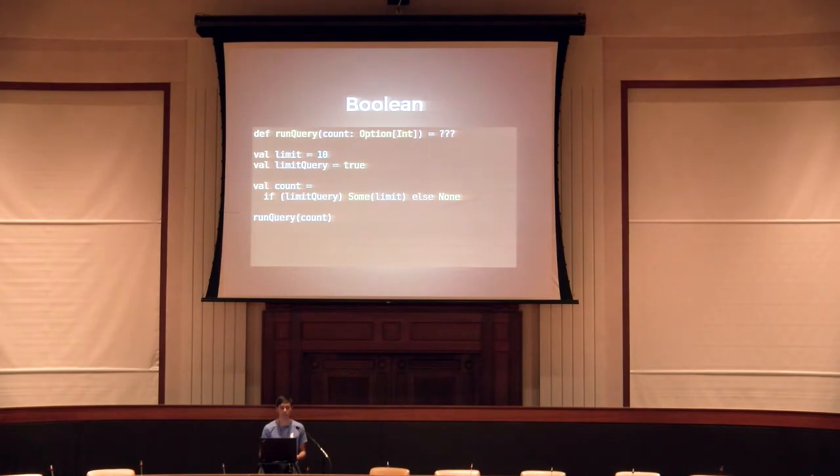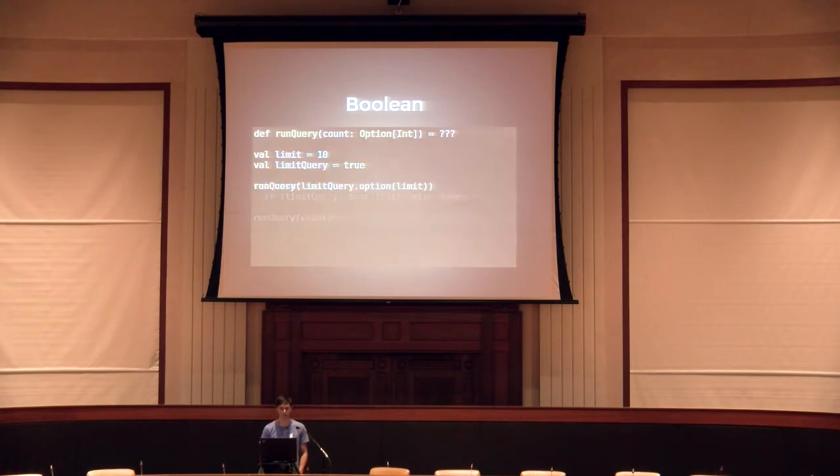We've got a function that takes an option of an int. We don't really care what the implementation of that is, but what you'll end up seeing a lot of times is you've got some Boolean that decides whether or not you should pass in a Some or a None. So you have this if limit query, we do Some limit, otherwise None. And then we just pass that into run query. So that can get kind of verbose.